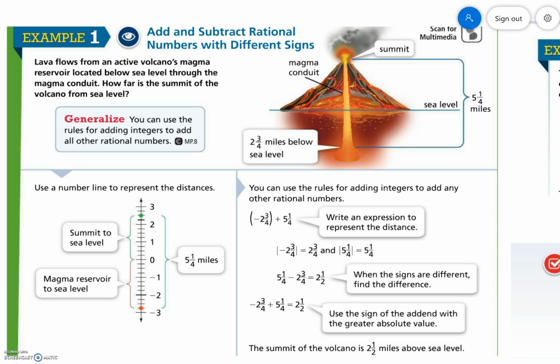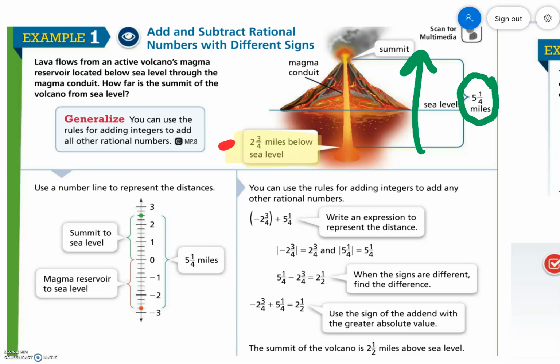Lava flows from an active volcano's magma reservoir located below sea level through the magma conduit. How far is the summit of the volcano from sea level? So we know that the magma is 2 3/4 miles below sea level. Below sea level, is that going to be positive or negative? Negative, good. And we know to get to the top, we have to go up 5 1/4 miles.